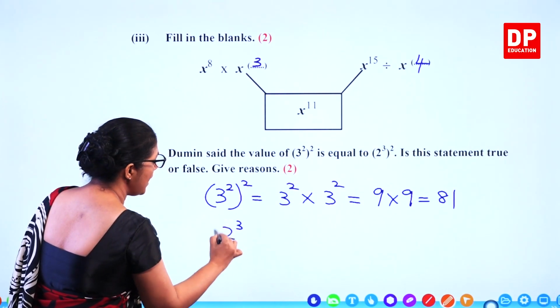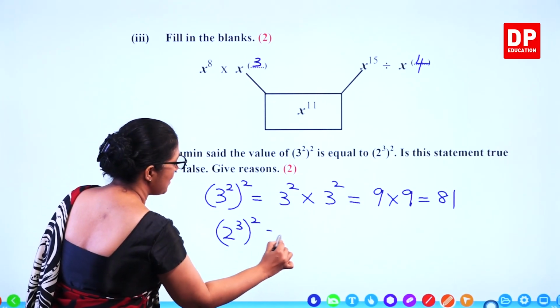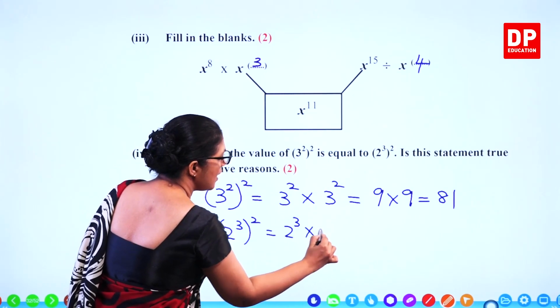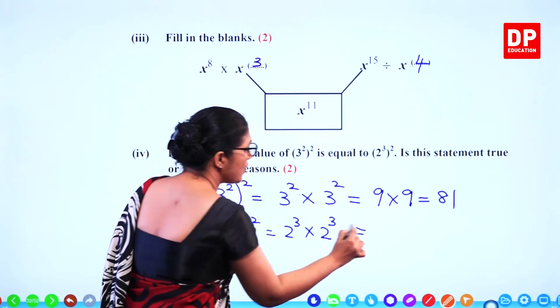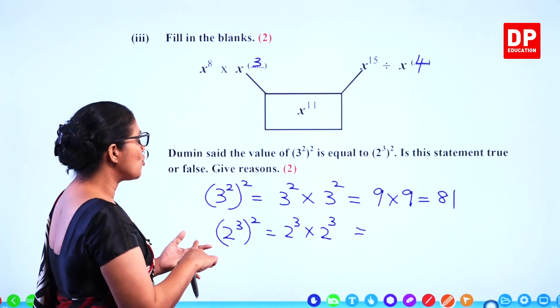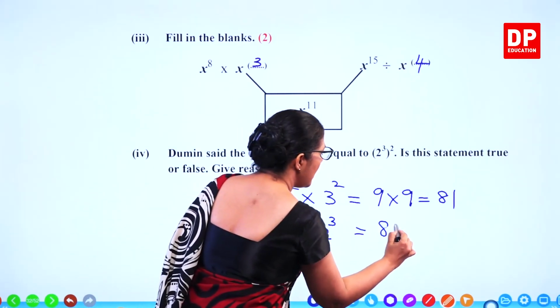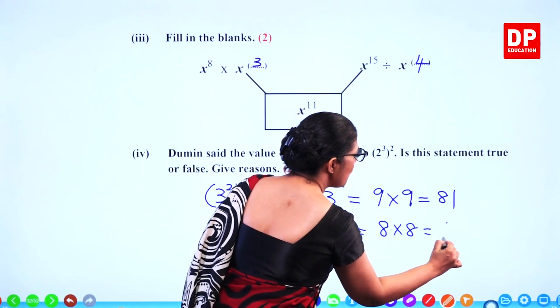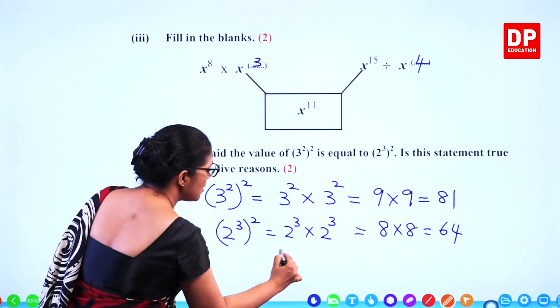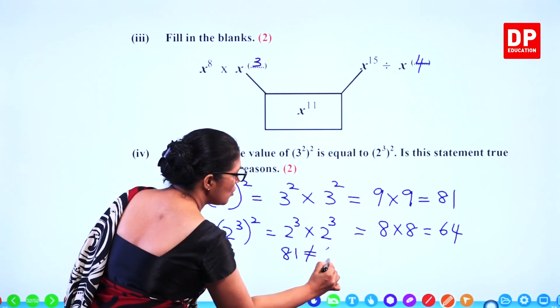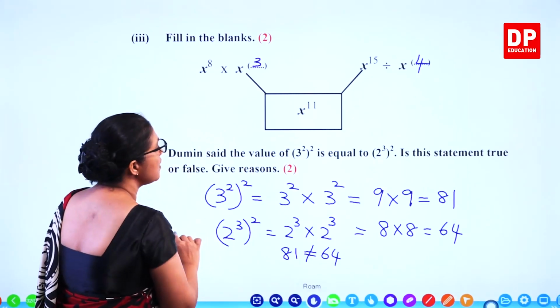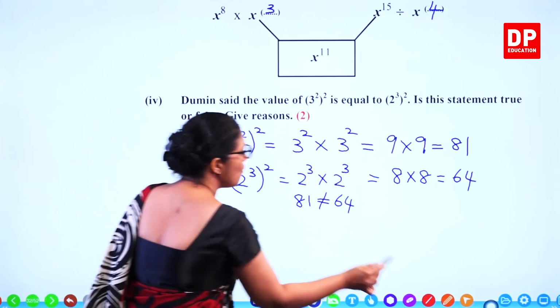Let's take the other one. 2 to the power 3 twice. That means 2 to the power 3 into 2 to the power 3. So what is 2 to the power 3? 2 times 2 times 2, 8. 8 into 8, 64. So these are not equal. 81 is not equal to 64. That means the statement is false.